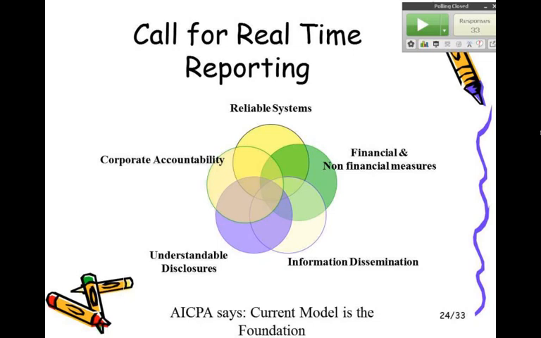Reliable systems was a kind of brilliant idea when they started. They started the committees looking at computer reliability. And we publish SysTrust, we publish WebTrust, and there has been much more emphasis on looking at system reliability. And this non-financial measures haven't got anywhere.